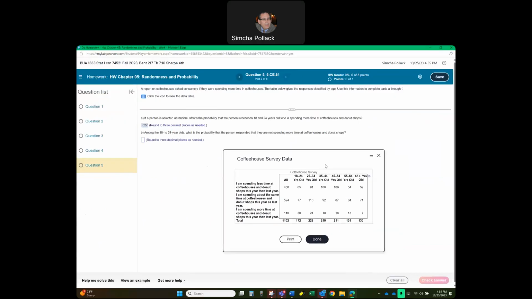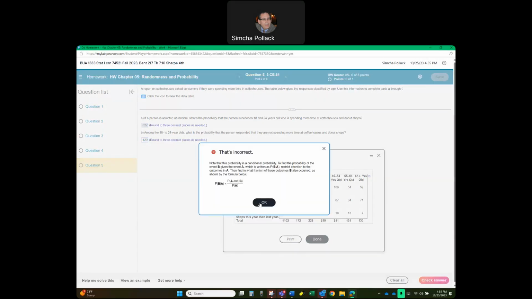Among the 18 to 24-year-olds, what's the probability of not spending more time? Well, not spending more time means either spending less time or spending the same time. So it's 65 plus 77 divided by 1102, which equals 0.1288, so 0.129 when you round it off. Uh-oh.